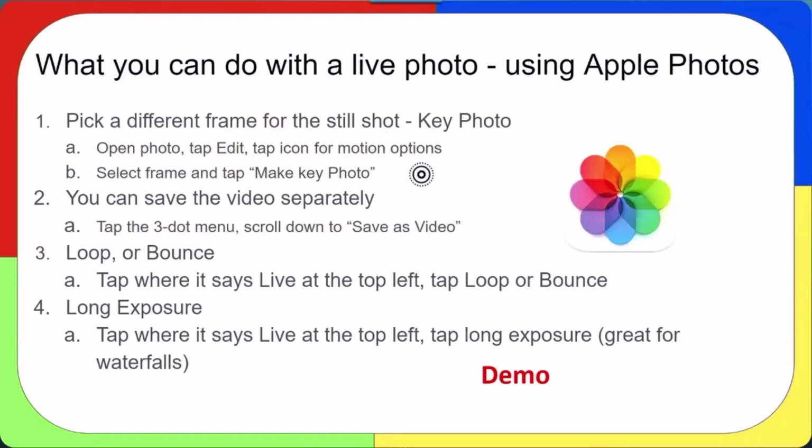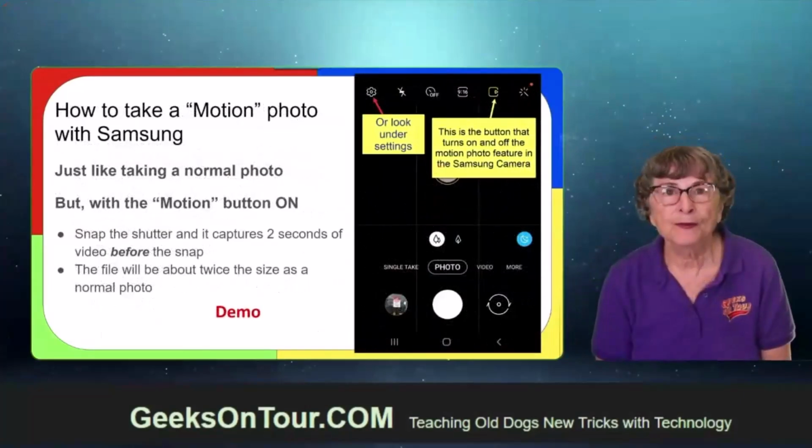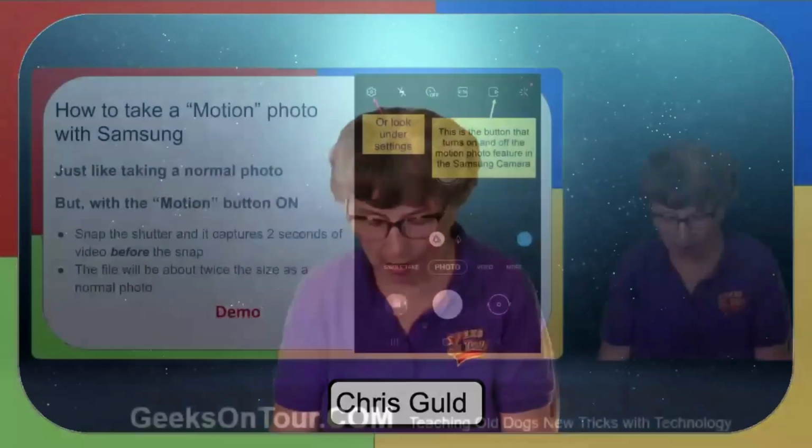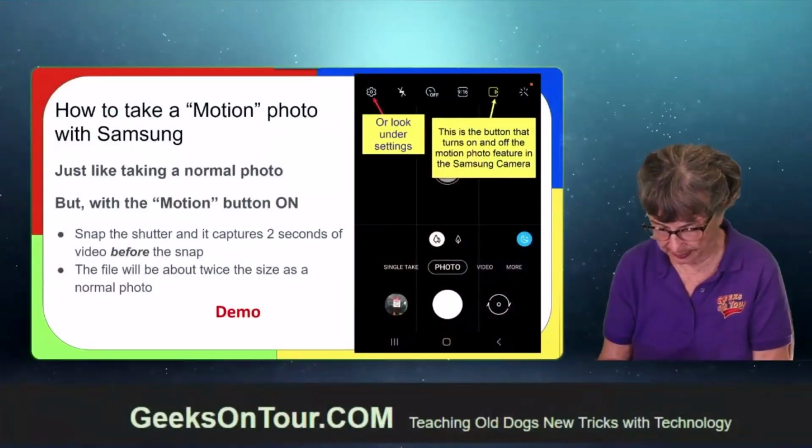And you can make it in a long exposure. What if you have a Samsung phone? It has a similar feature called motion photo. And once again, it's just like taking a normal photo, but if the motion setting is on, it gets you not quite as much as the iPhone, but it still has a couple seconds of video along with it.